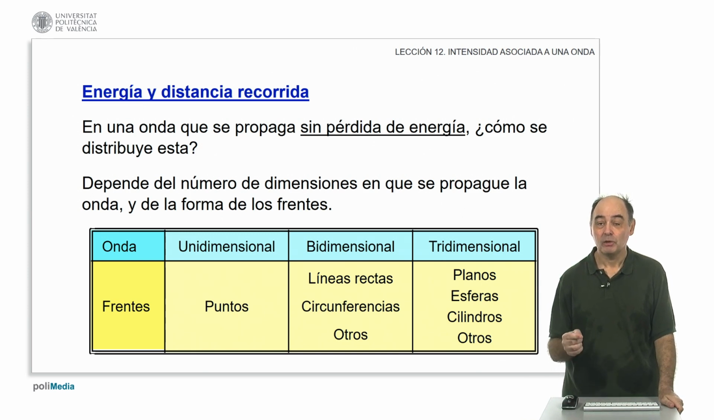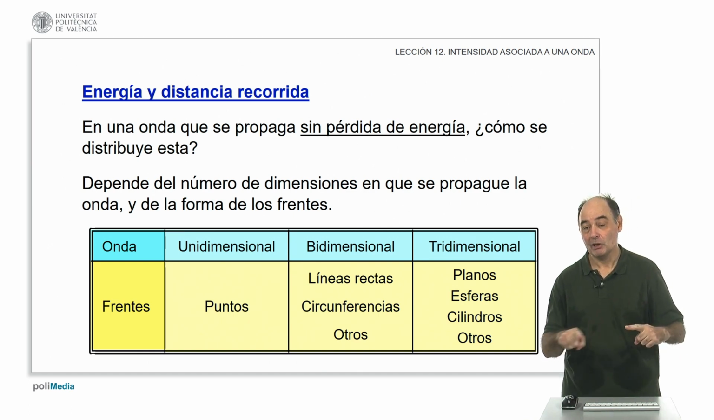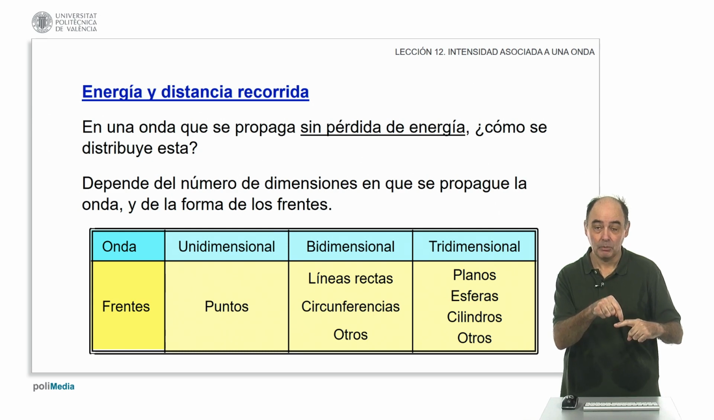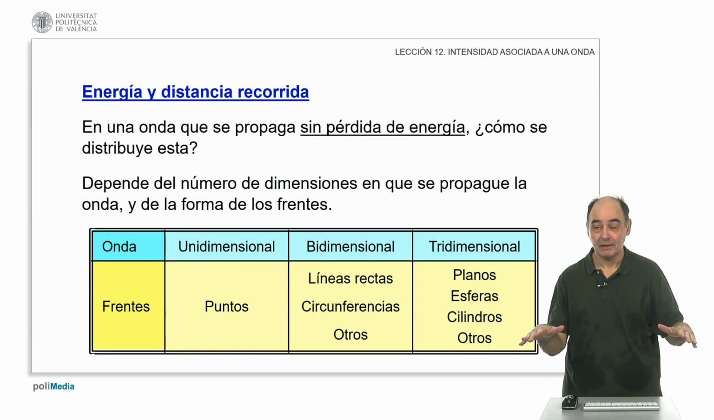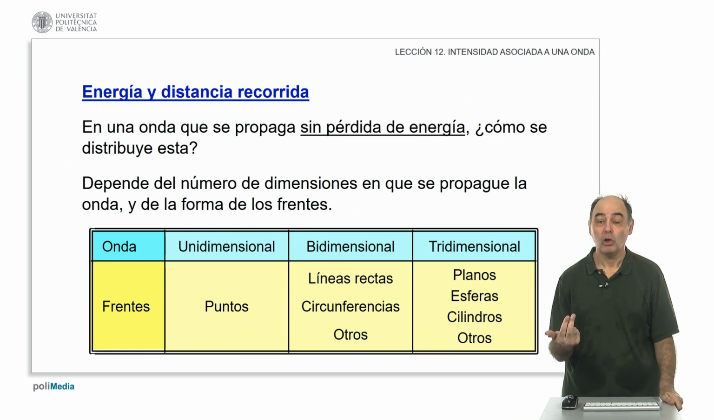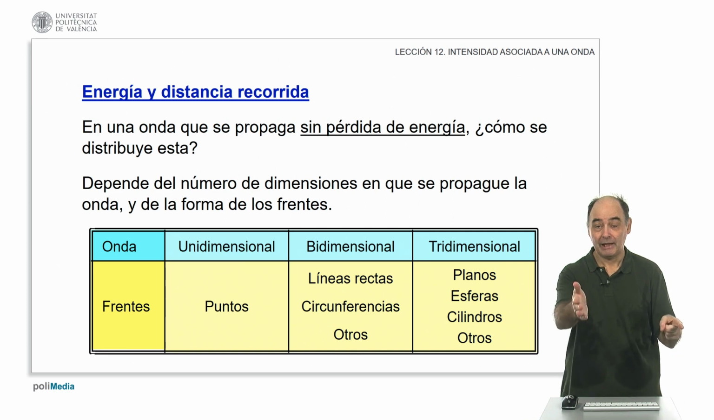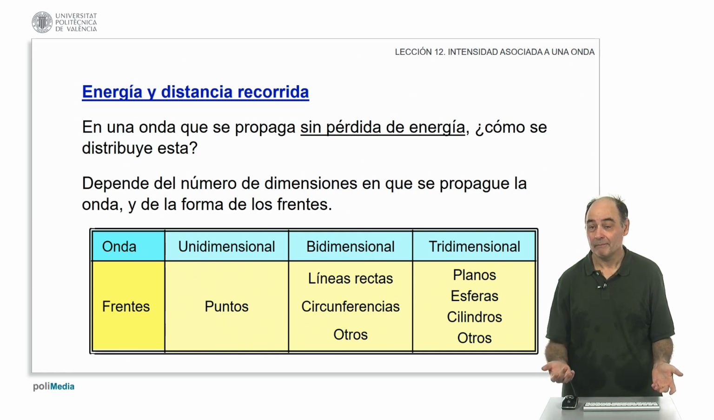For example, one-dimensional waves, such as traveling waves in a series of springs: dimension 1, 1 minus 1, 0. The zero-dimensional fronts are points. This would be a front, this point would be another front, this point would be another front. In the case of two-dimensional waves, for example waves on the surface of the sea, they propagate in dimension 2. 2 minus 1, 1. The fronts are lines. For example, straight lines, the typical ones that we see when the waves arrive at the beach, or circular, circumferences, as when we throw a stone in a pond, or any other shapes.